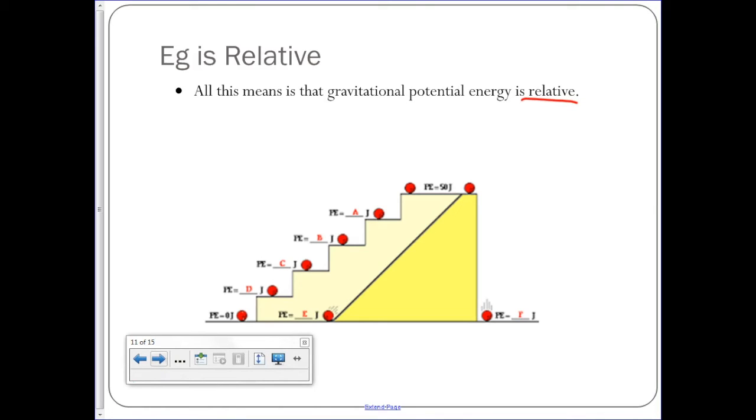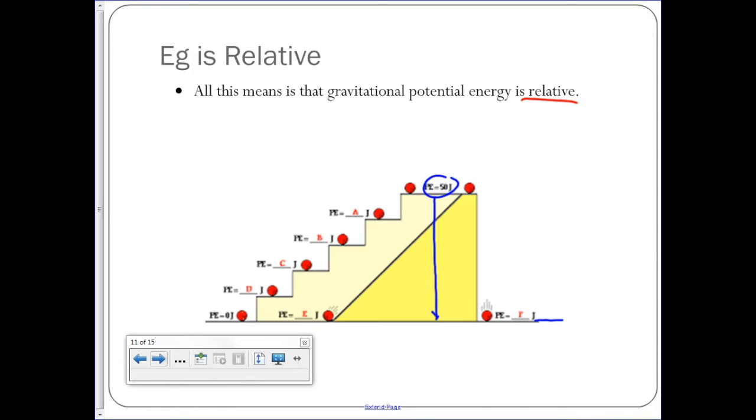All this means is that gravitational potential energy is relative. If we take a look at this diagram down here, we have a ball sitting on the top of a staircase with 50 joules. At the very bottom of the staircase, if this is the ground, we're assuming ground is 0. So at the top up here, we're assuming that it has 50 joules of potential energy relative to the ground.